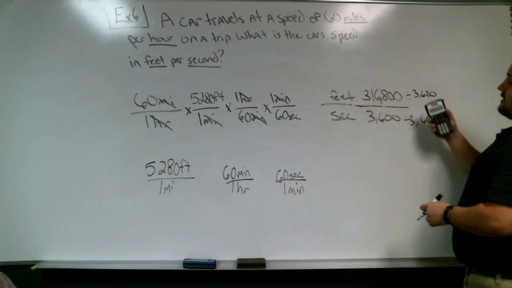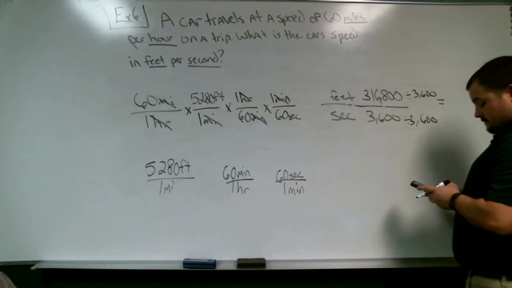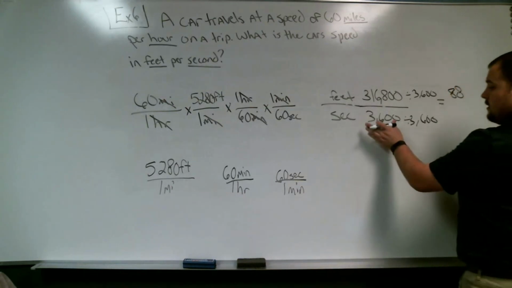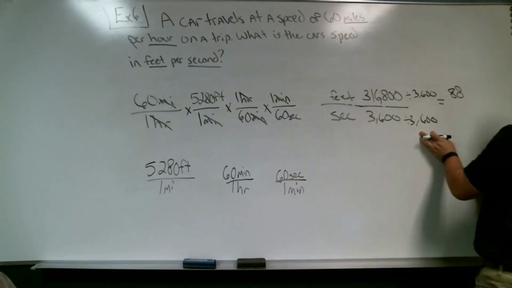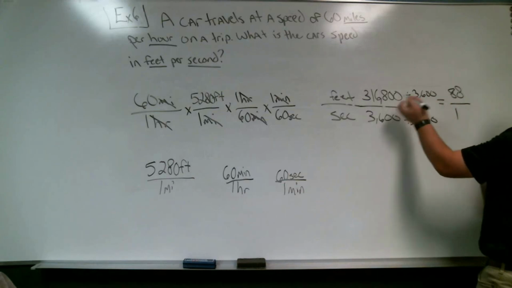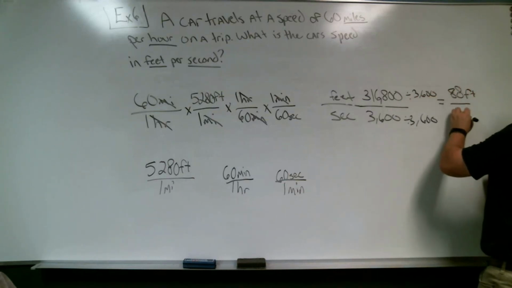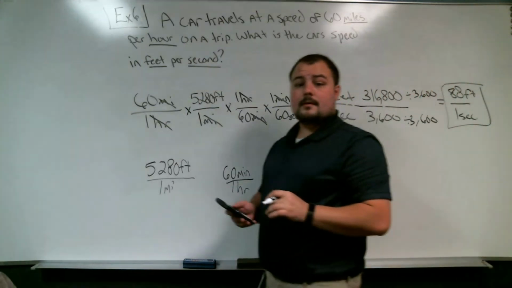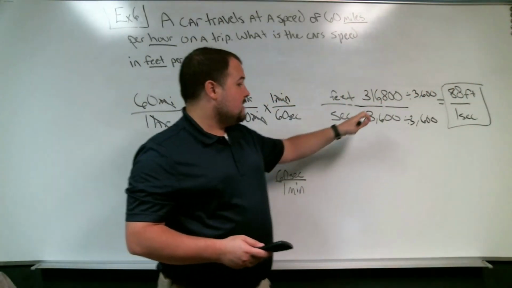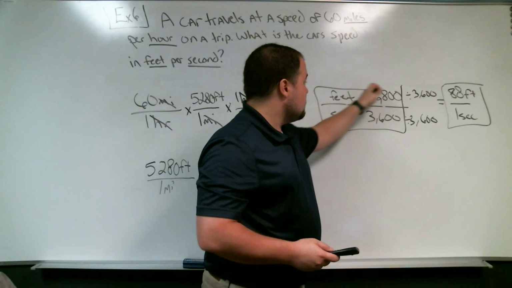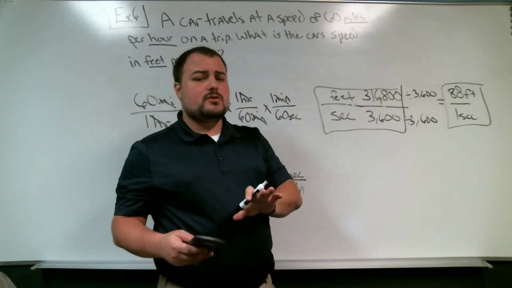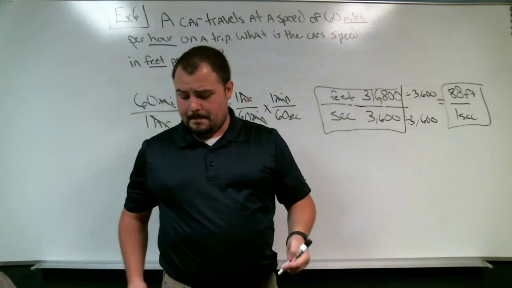So I'm going to take 316,800 divided by 3,600, and we get 88. 3,600 divided by 3,600 gives us 1. So this means that we have 88 feet in 1 second. Now, that's the unit rate. This is actually my answer to the question, but I want to show you how to get to unit rate. Even when we have big numbers, we still use the same rules that we did in lesson 1.